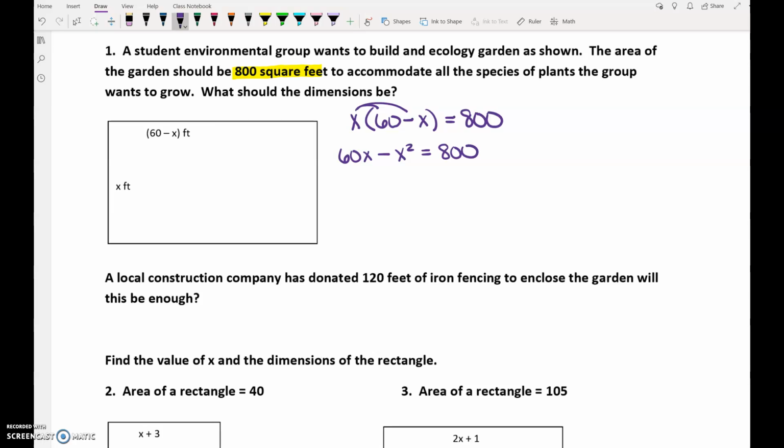We need to get 0 on one side so that we can factor and solve. When you get 0 on one side, you want your x squared to be positive because it's much easier to factor if x squared is positive. So even though it looks like it'd be easiest to just subtract 800 on both sides, we would still have negative x squared. So instead, I am going to add x squared to both sides and subtract 60x on both sides. That will give me 0 equals x squared minus 60x plus 800.